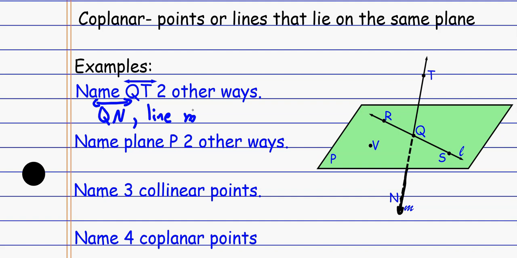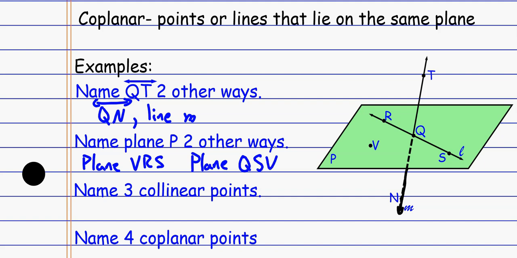Name plane P in 2 other ways. Plane P is that green shaded area. P is the designation when we're using the single letter. I could also use points to label this thing, and again, I pick any 3 points on here. How about V, R, and S? There we go, plane VRS. Or I could choose other points. Let me make sure I get Q in the mix this time. I could say plane QSV.